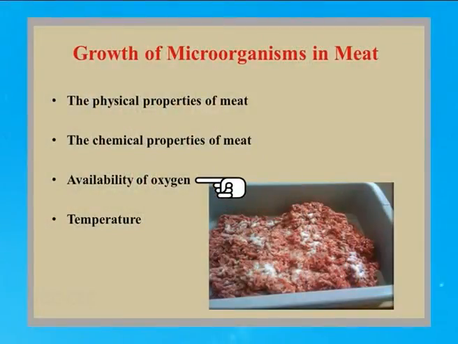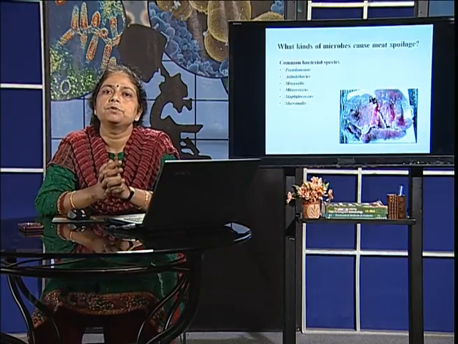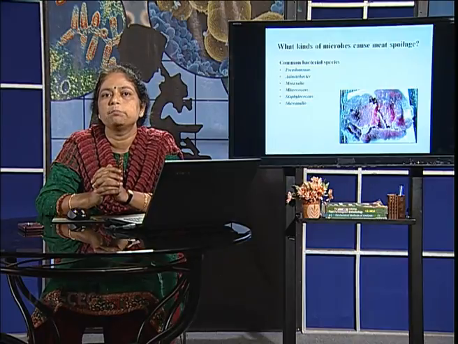The third important factor is the availability of oxygen, whether oxygen is there or not. The presence of oxygen decides which type of microorganisms are going to grow, whether they will be aerobes or anaerobes. And the fourth most important factor that decides the growth on meat is the temperature. That means the temperature to which the meat is going to be exposed, whether it is a low temperature or a high temperature.